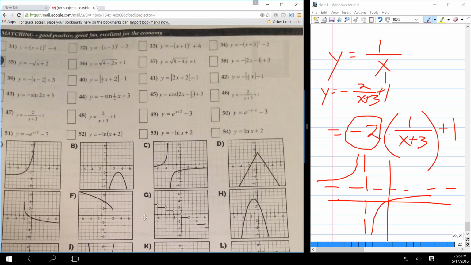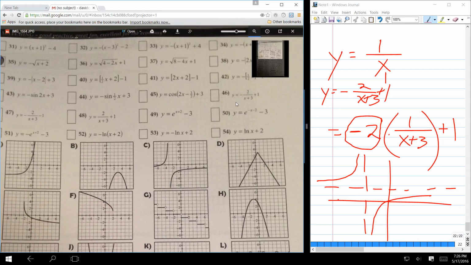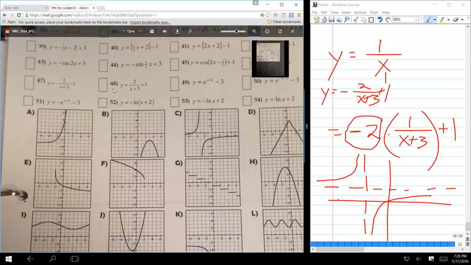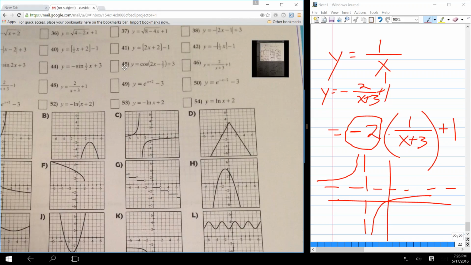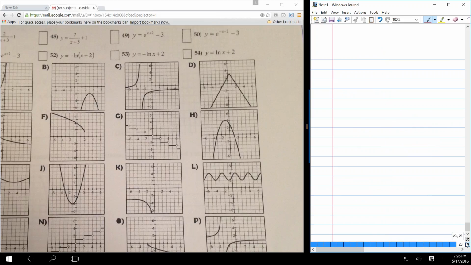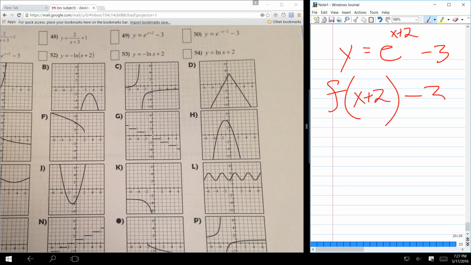Okay. Let's see, we got 4 minutes here. Let's look at 40. Yeah, we've already done a hyperbolic function. Let's look at 49. These are actually really good problems. Okay, 49 is y equals e to the x plus 2, minus 3. Tell me what that is in f of x notation. F of x plus 2, minus 3, like that.